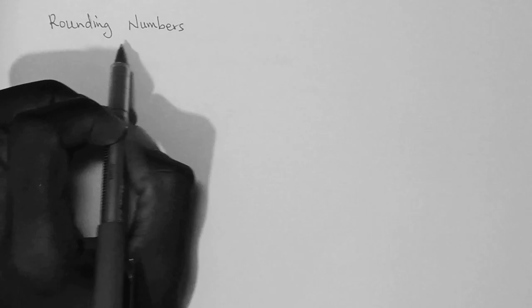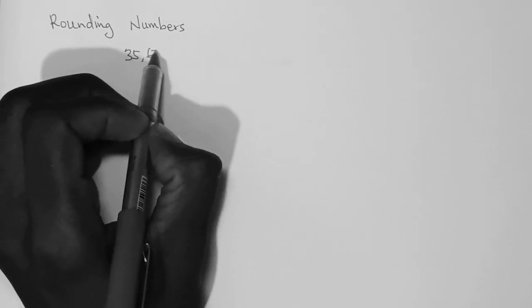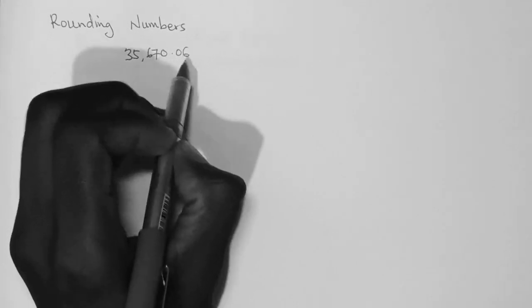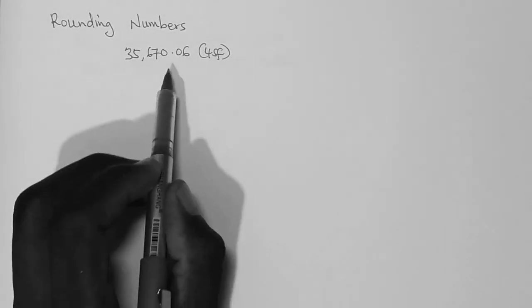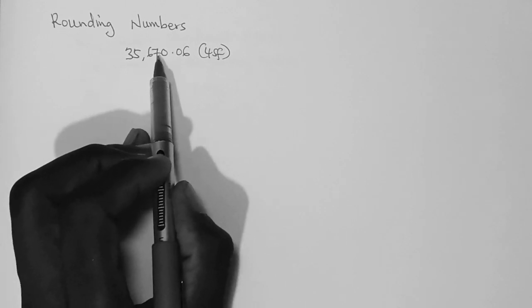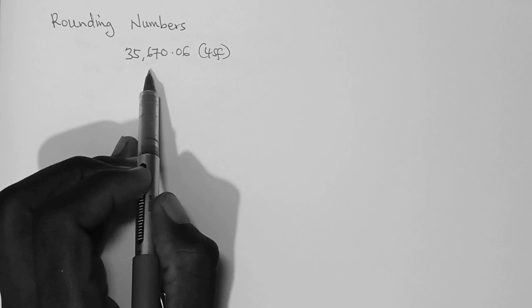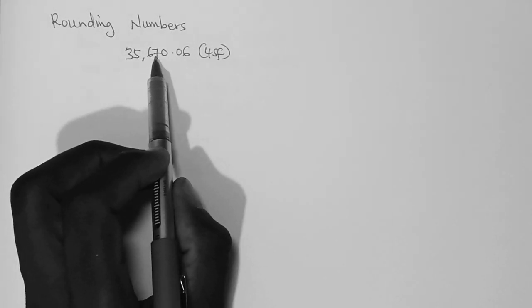Now let's talk about rounding numbers. If we are having 35,670.06 and we are asked to round it to 4 significant figures, how do we round this number? So in terms of 4 significant figures, this will be 1, 2, 3, 4. So these are 4 significant figures. So it's going to be 3567.